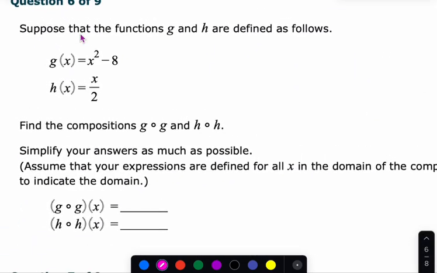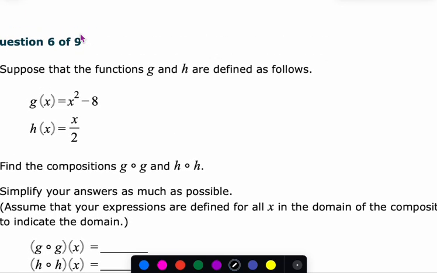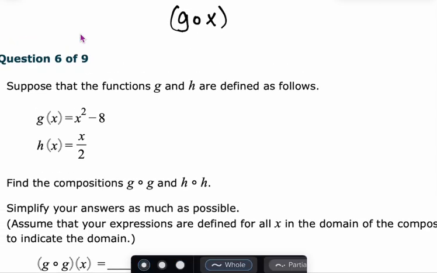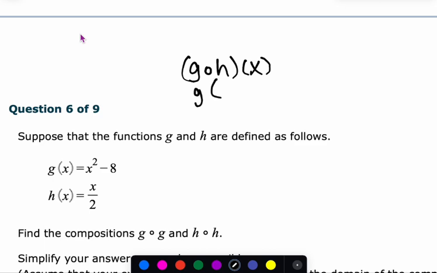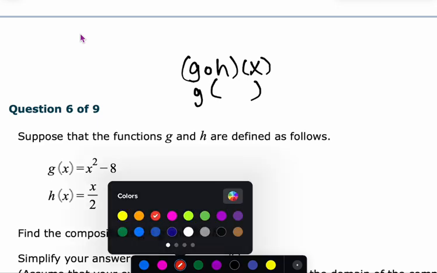Now, let's talk about this notation. Now, I know they didn't ask it, but the first thing I want to find is g of h of x. So I want to just practice finding g of h, just so you can see what the compositions mean. Now, g of h means, remember, we're going to take the g function and we're going to plug in h of x.